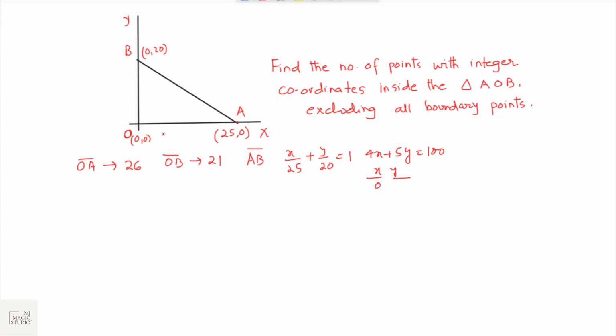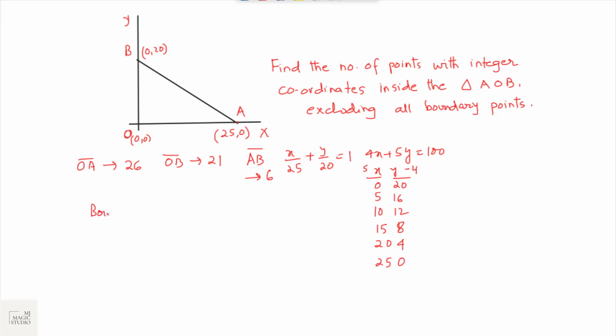When x is 0, then y is 20; y reduces by 4 and x increases by 5. So next would be 5, 16, then 10, 12, then 15, 8, next would be 20, 4, and then 25, 0. Bingo. 1, 2, 3, 4, 5, 6. So on line segment AB, we will have 6 lattice points.